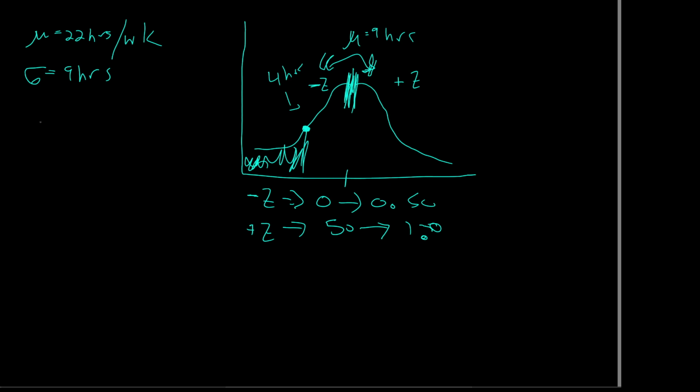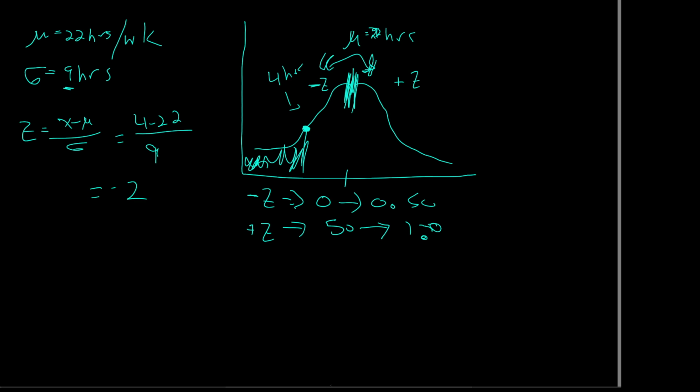And so what we do is z is equal to x minus mu, the x minus the mean divided by the standard deviation, which is 4 minus 22. Whoops, I put 9 hours. That's the standard deviation. The mean was 22. You're all probably shouting at me watching the video. Easy fix. And so 4 minus 22, that's negative 2 standard deviations.